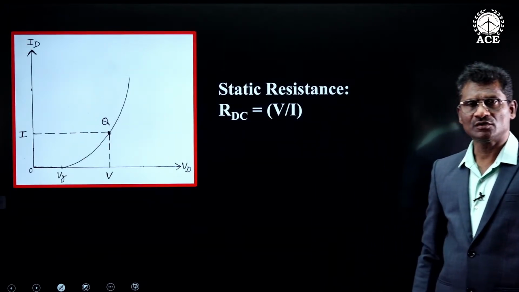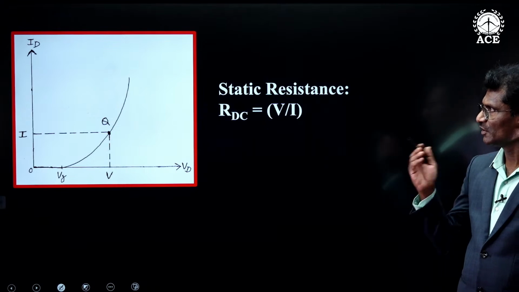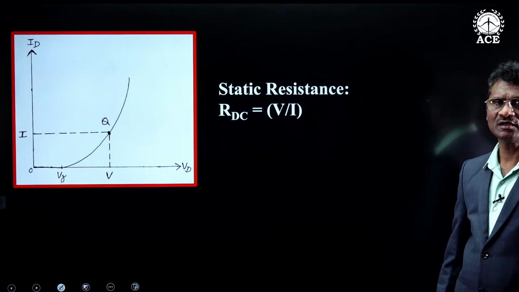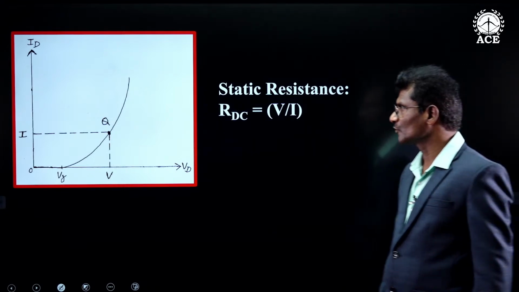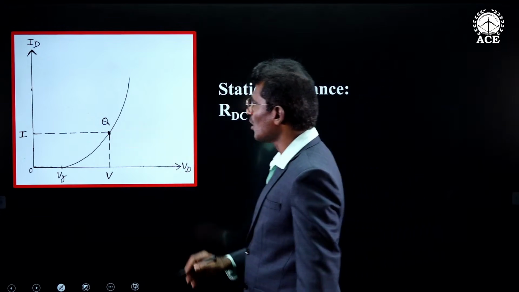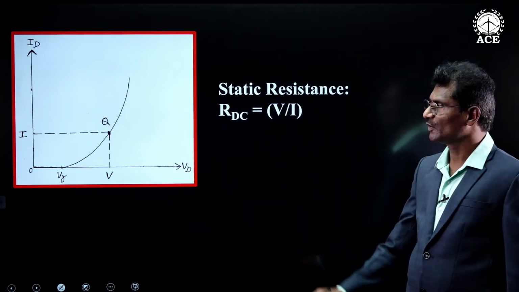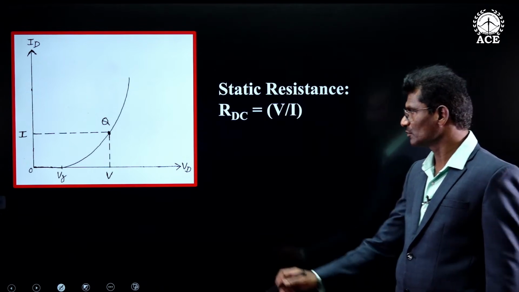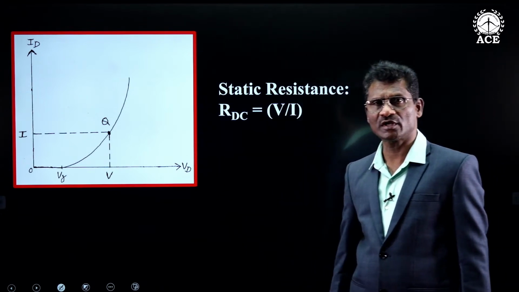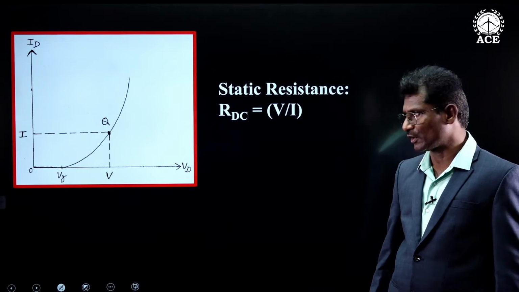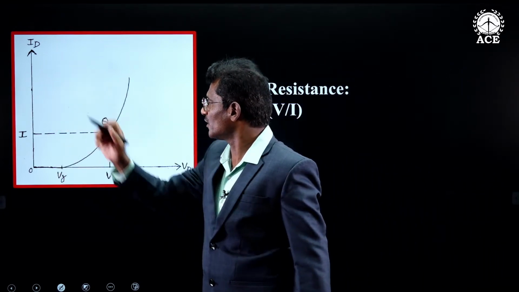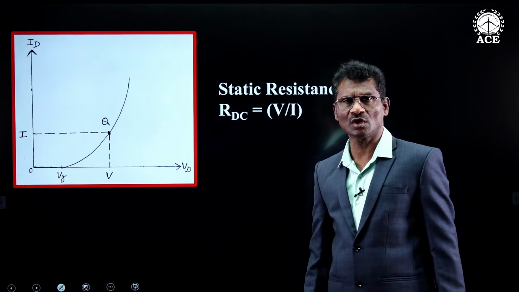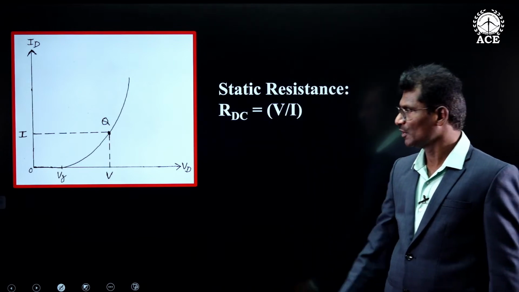Now we move on to the derivation of the resistance of the PN diode. Q stands for operating point. This is the characteristic of a PN diode. VD is the voltage across the diode, shown on the x-axis. ID is the current through the diode, shown on the y-axis.